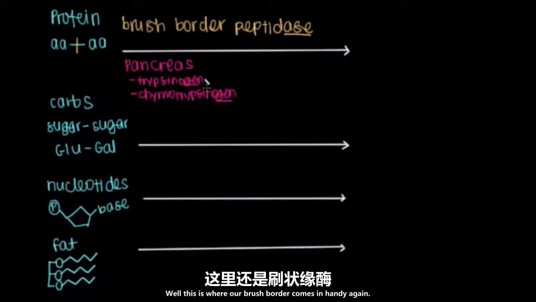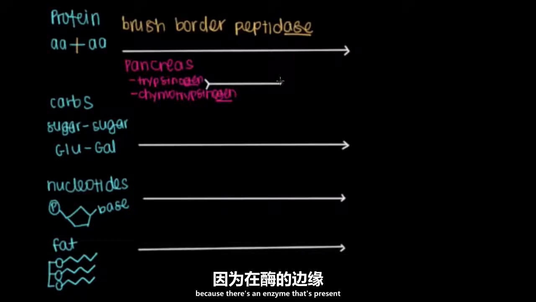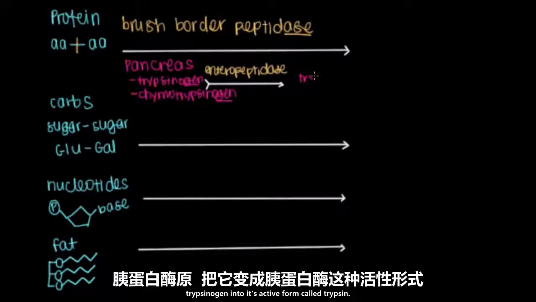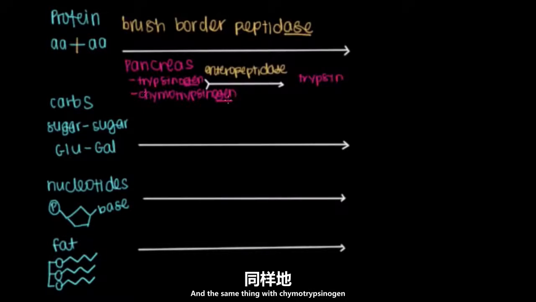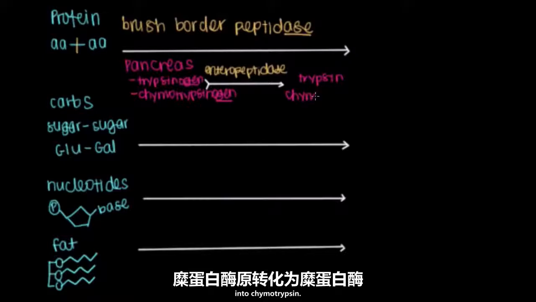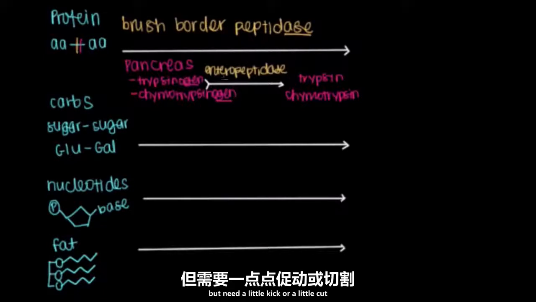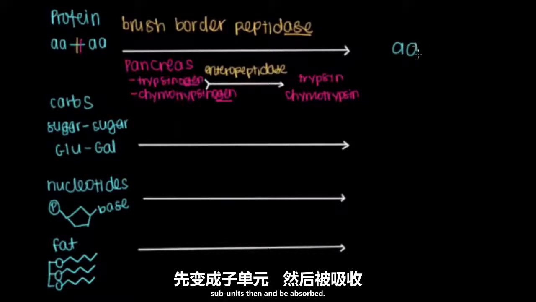Well, this is where our brush border comes in handy again, because there's an enzyme that's present on the brush border. It's called enteropeptidase. Enteropeptidase, that is specifically present to break down trypsinogen into its active form called trypsin. And the same thing with chymotrypsinogen into chymotrypsin. These guys are going to be able to break down your peptide bond as well, just like peptidases are able to do, but need a little kick or a little cut in order to start working. And once we gobble up our proteins, we'll have our single amino acid subunits then and be absorbed.